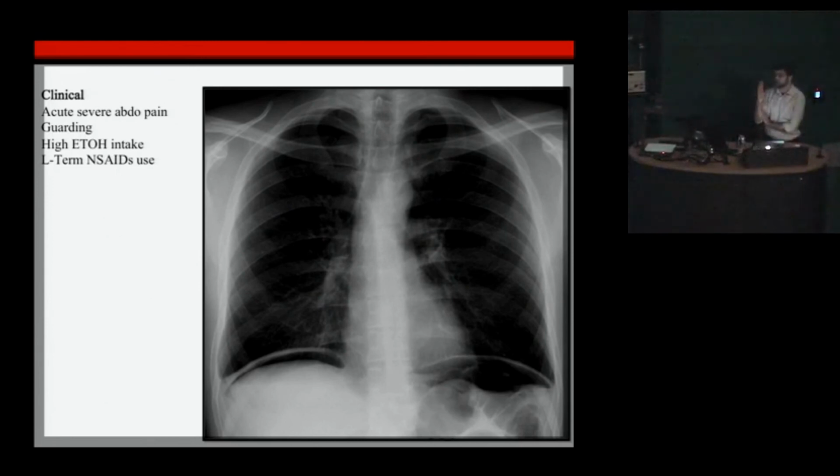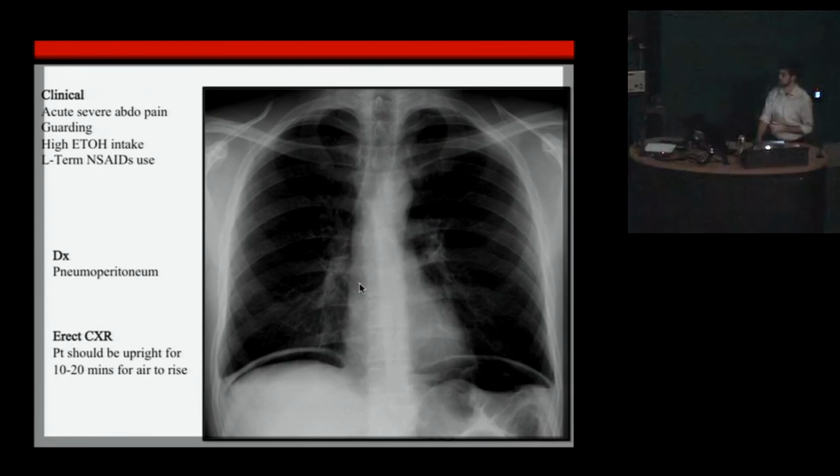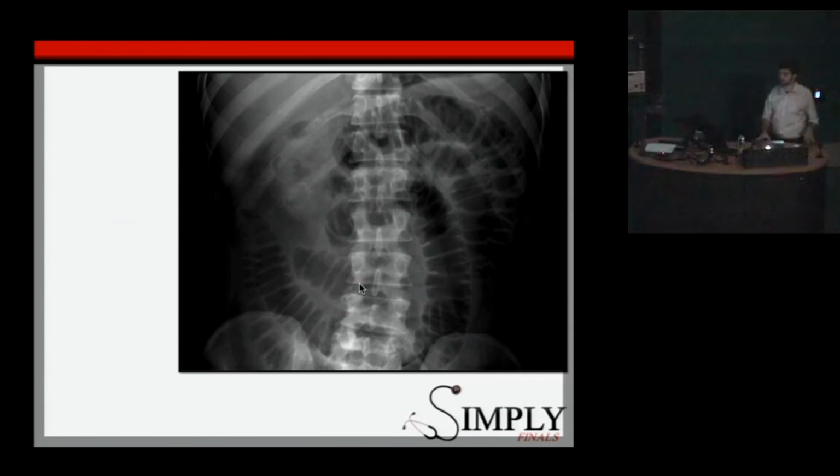How long do they need to be erect for? How long they need to be upright for? 2 minutes? 10 minutes? Yeah. So 10 to 20 minutes, ideally. Obviously, if they're more acutely unwell, you can be quicker with it. But ideally, 10 to 20 minutes. So you can just sit them up in a bed if they're unwell, get it really upright, and then all the air will come from the bowels up. So who wants to present an abdominal X-ray?